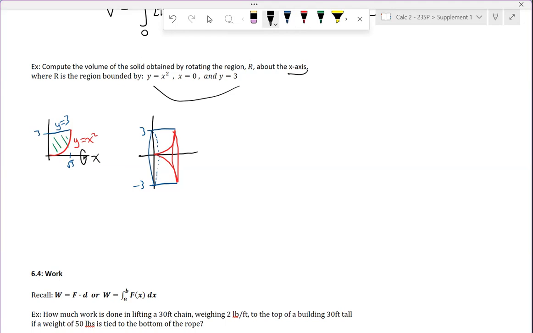I know that my x coordinates are going to go from 0 up to √3. So we might do this by shells. We might do it by the disk method. Let's go with the disk method since we did the last problem with the shell method. So we need a plane. We're going to have this plane perpendicular to the x-axis.